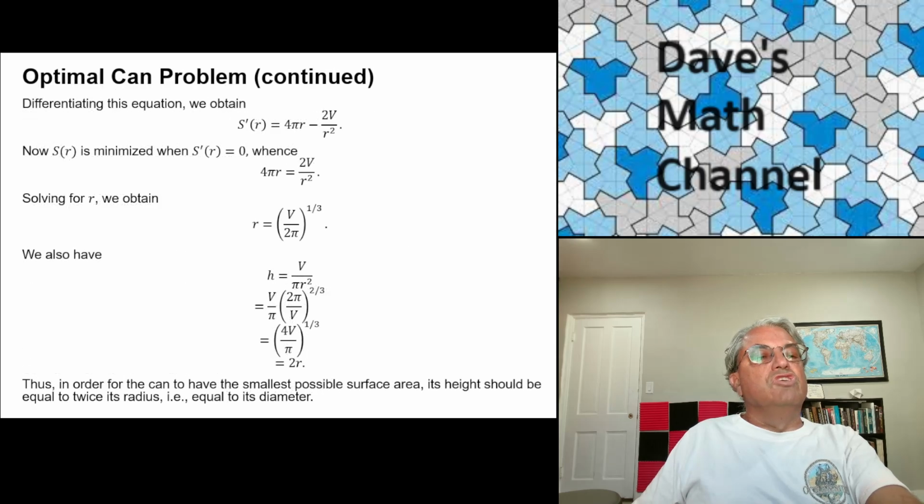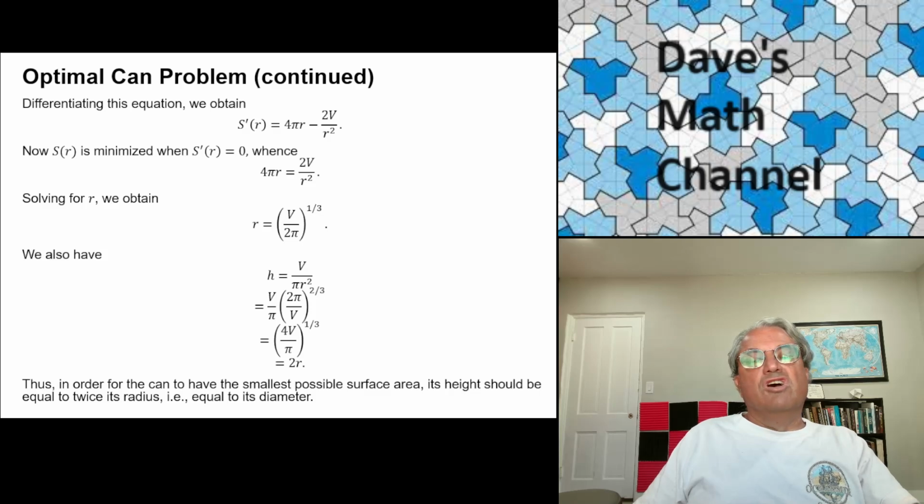So we just do it. We calculate the derivative, because that's how you minimize or maximize a differentiable function. So we have S prime of r equals 4 pi r minus 2V over r squared. And we want to set that equal to 0, so that means we have 4 pi r equals 2V over r squared. And if you solve for r, you get r equals (V over 2 pi) to the power 1/3.